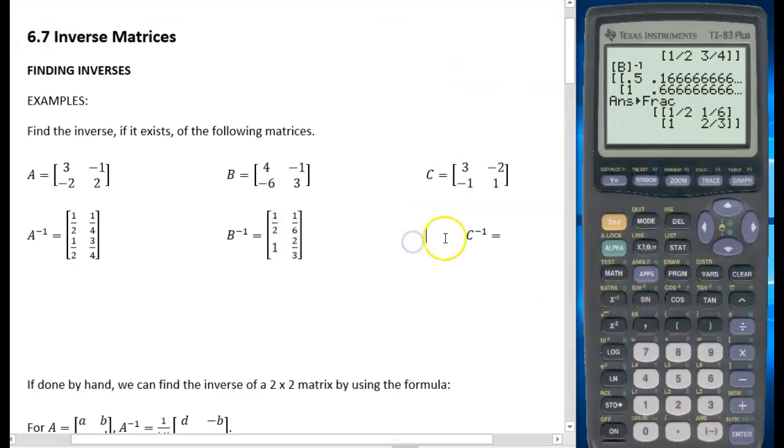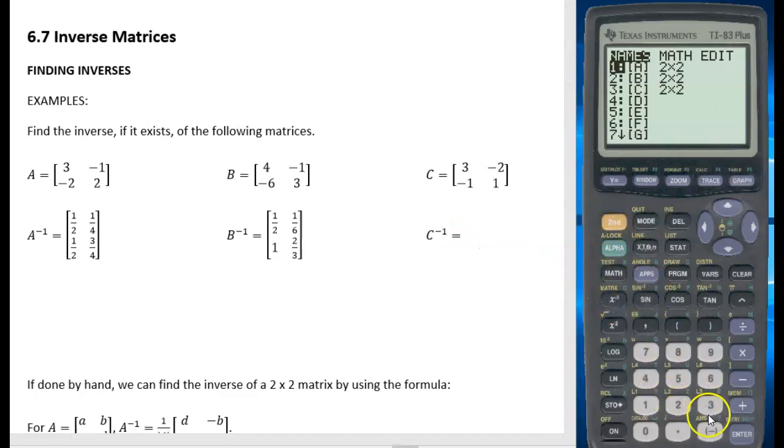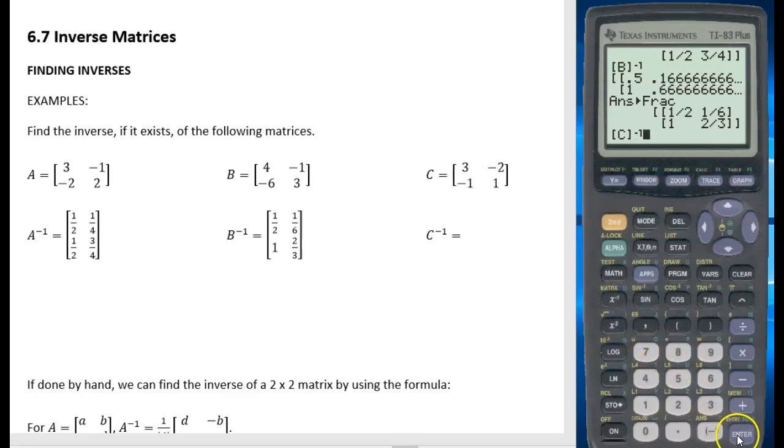Okay, on to the third and last one. So C inverse, and that's just whole numbers.